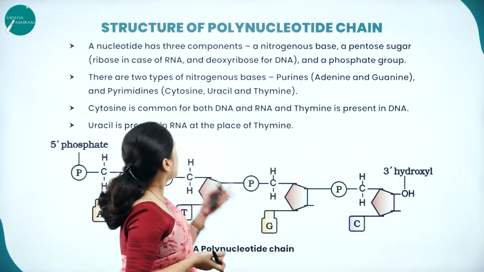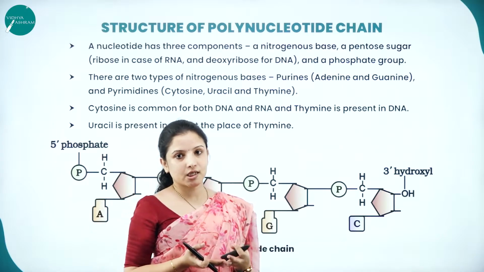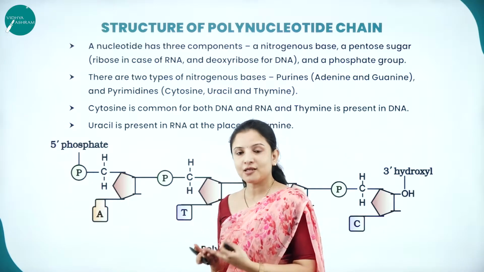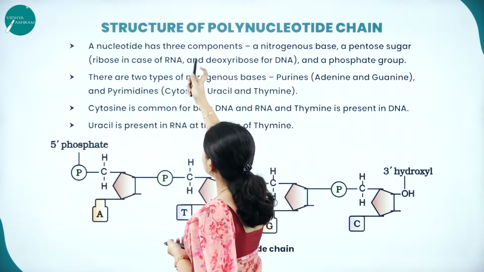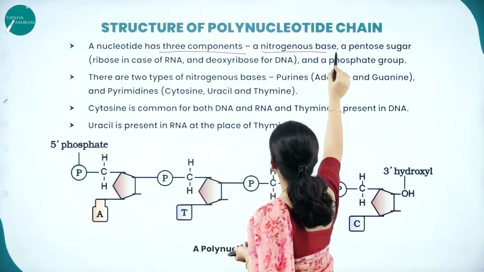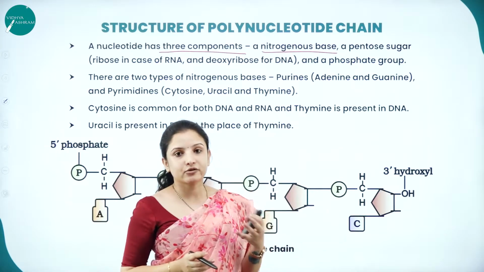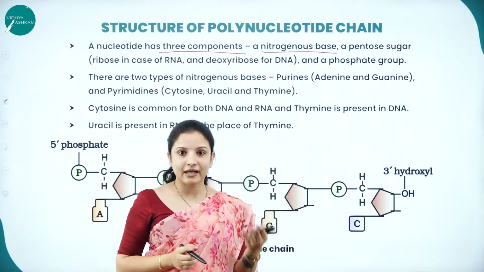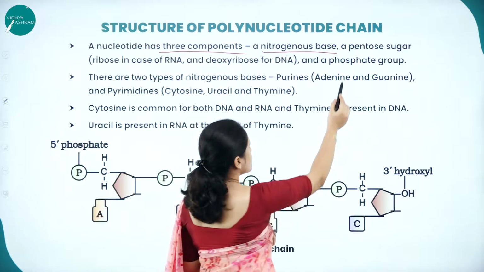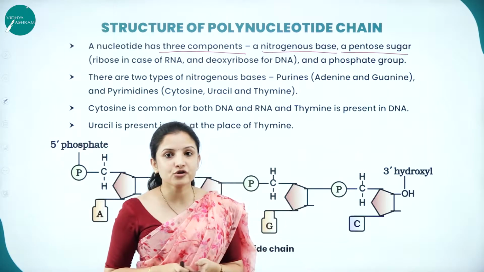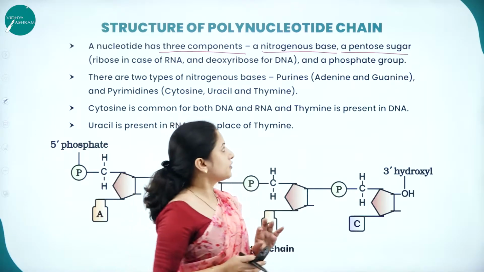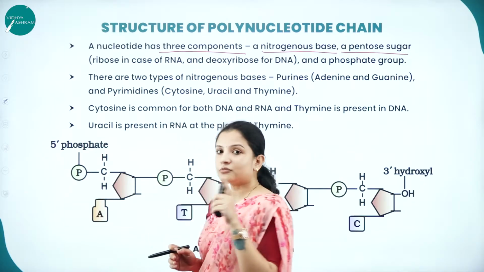Now let's study the structure of the polynucleotide chain. We know that DNA is made up of chains of nucleotides, right? So let's look at what it consists of. A nucleotide has three components. What are the three components? It is made up of a nitrogenous base. The nitrogenous bases present in DNA are adenine, guanine, thymine and cytosine. And it is made up of a pentose sugar. A pentose sugar means it has 5 carbon atoms in it. So it is made up of a pentose sugar, and I am talking about DNA.